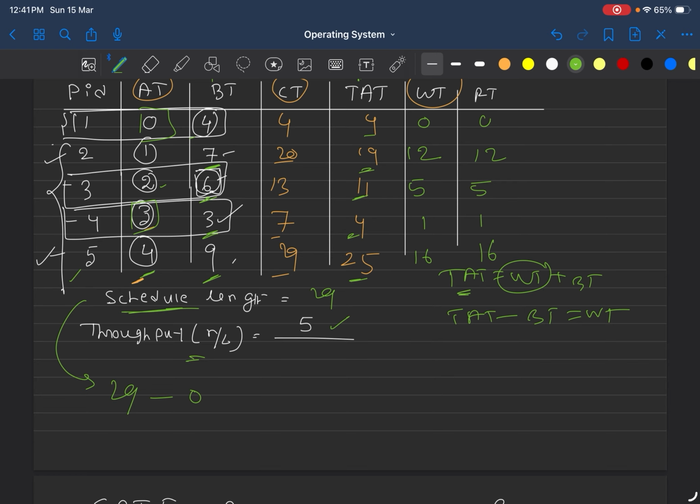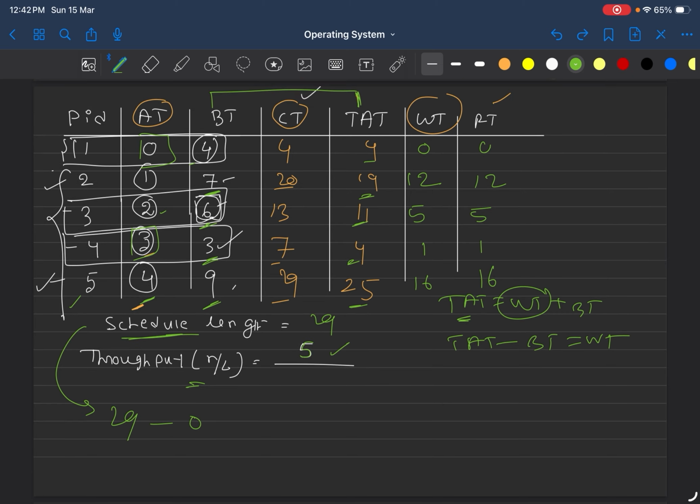What is the throughput? Throughput is the number of processes divided by schedule length. So 5 is the number of processes, and the schedule length is 29. So this is 0.17. This is the throughput of the system.